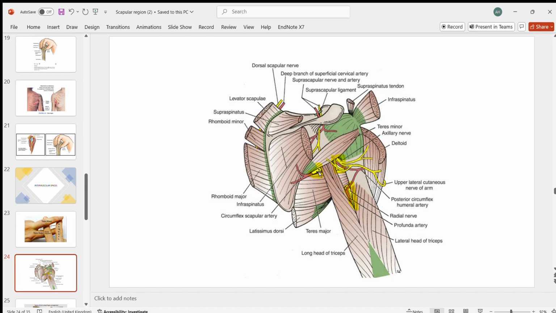Now coming to the upper triangular space, superior boundary is formed by teres minor and inferior boundary is formed by teres major and the lateral boundary is formed by triceps. Circumflex scapular artery passes through it. Now coming to the lower triangular space, the medial boundary is formed by triceps, lateral boundary is formed by humerus, and the superior boundary is formed by teres major. And the structures passing through it are the radial nerve and the profunda brachii artery.